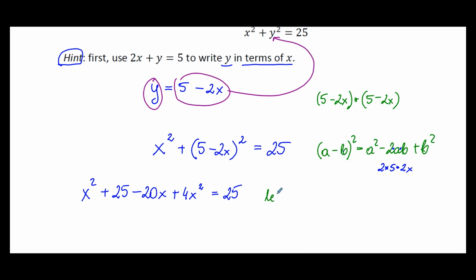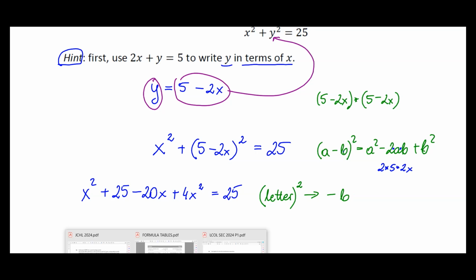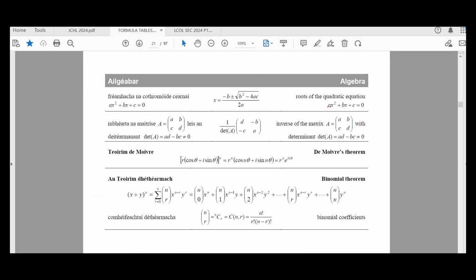Once in your calculation, you have a letter, and that letter is taken to the power of 2, what you think about is minus b formula. What's our minus b formula? Is the formula on page 20 in our table here for solving quadratic equation. That's the formula we're going to use.